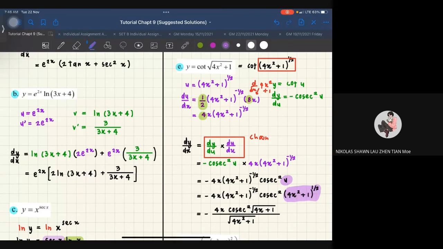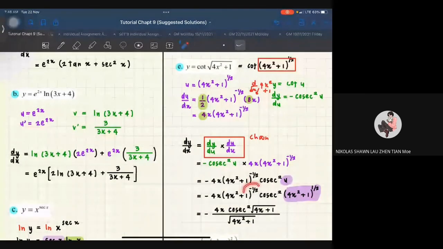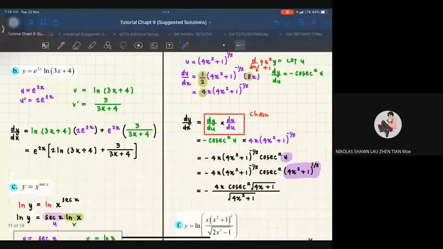Okay, so kalau awak nak tinggalkan jawapan awak macam ni, okay, tak ada masalah. Okay, kalau awak nak jadikan the power negative jadi positif, bawa ke bawah pun boleh juga, tak ada masalah. Okay, so dua-dua jawapan diterima. Right, so that's it for number 10E.